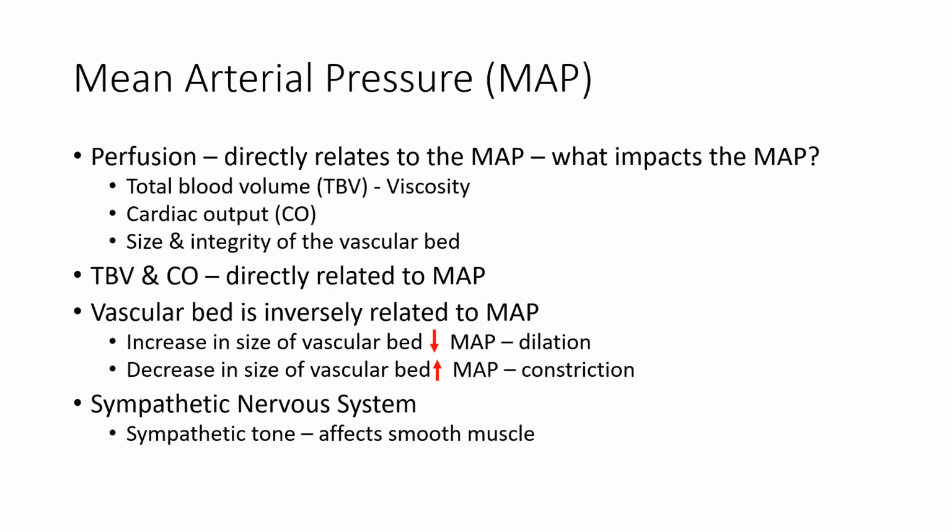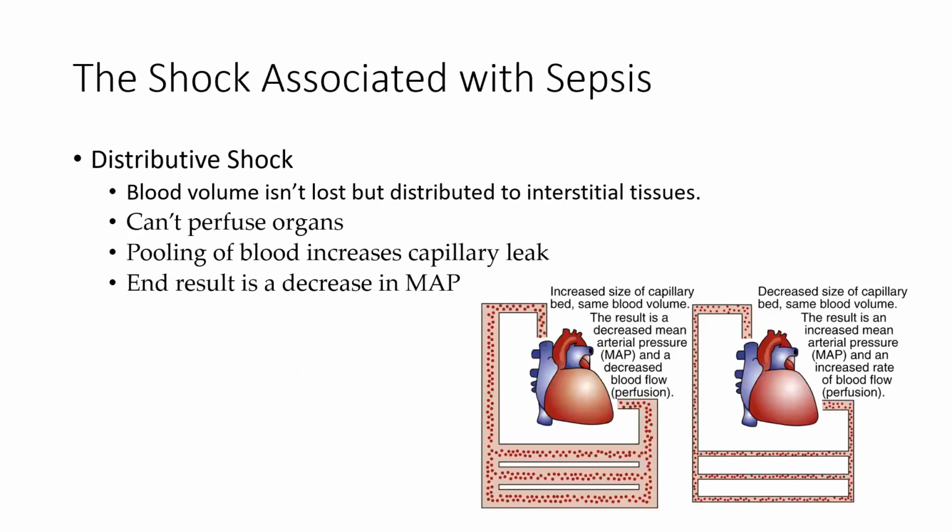It's key to note because it's one of our first indicators. The book has like 5 different pictures of this heart, but these are the 2 that are associated with distributive shock. So really, it's not that blood volume is lost. It isn't lost, but it's distributed into those interstitial spaces where we can't really measure it, right? There isn't an interstitial blood pressure, so it cannot perfuse organs when it's there. It increases capillary leak, that pooling of blood.